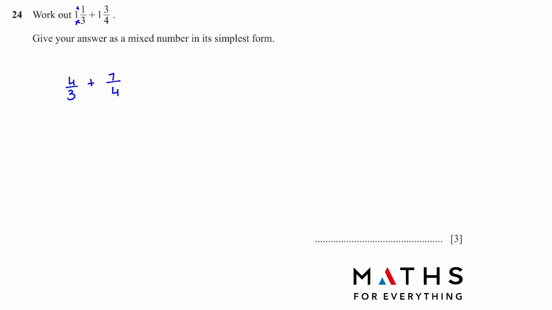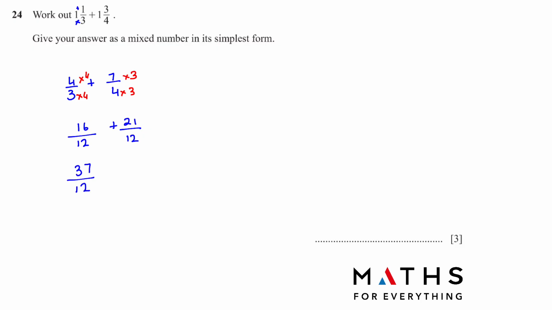To have a common denominator, we multiply by 4 here and 3 here. Whatever you multiply in the denominator, you must also multiply in the numerator. 4 times 4 is 16 over 12, and 7 times 3 is 21 over 12. So 16 plus 21 is 37 over 12.